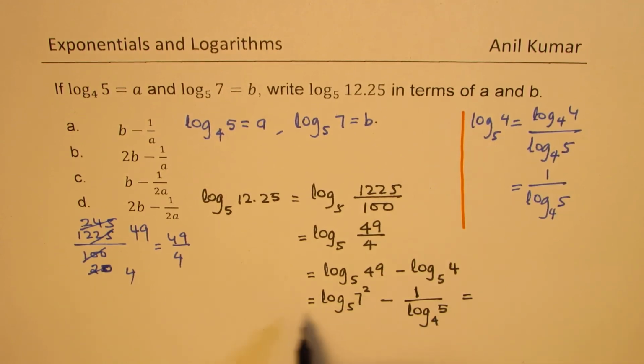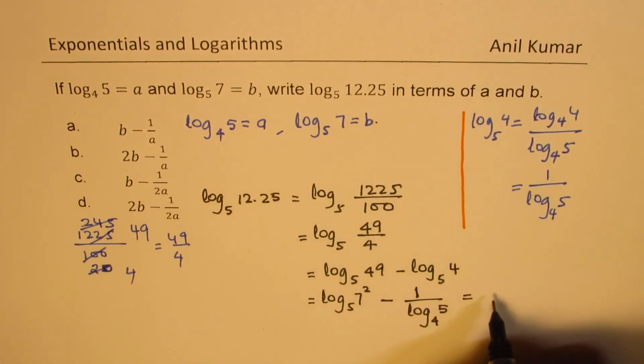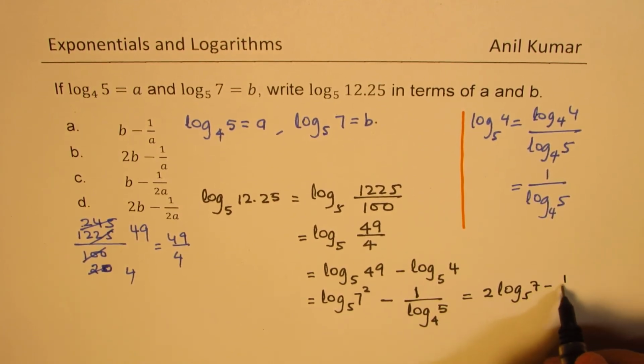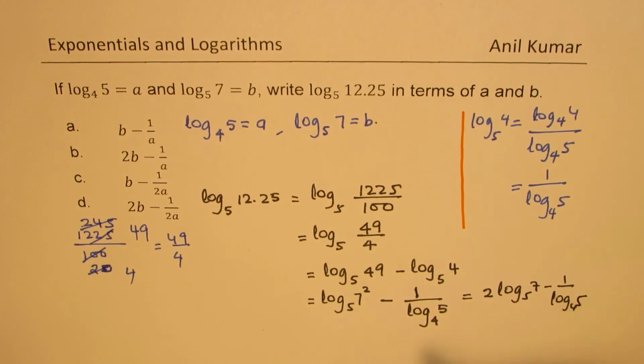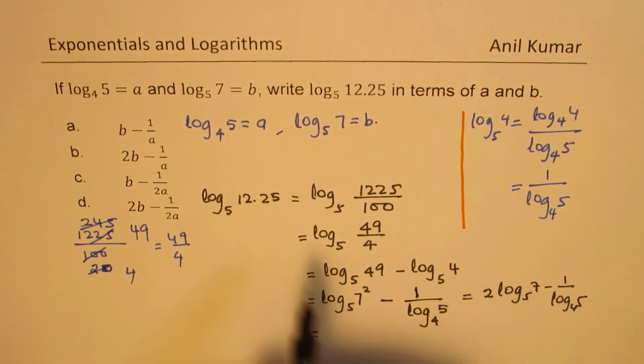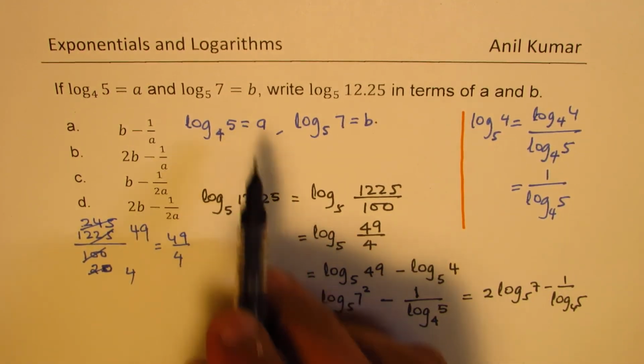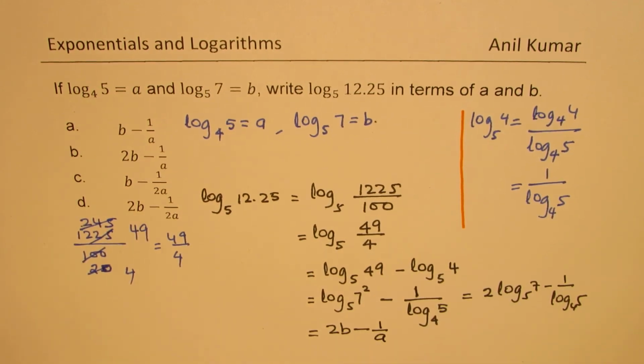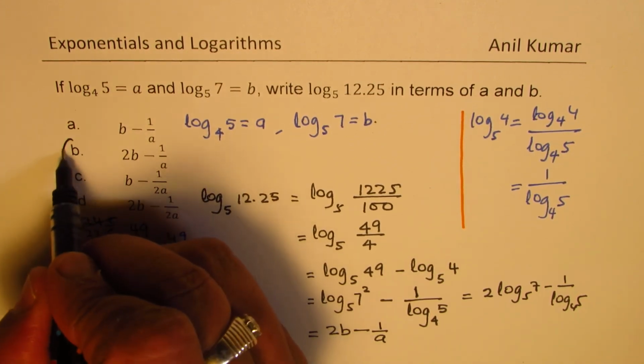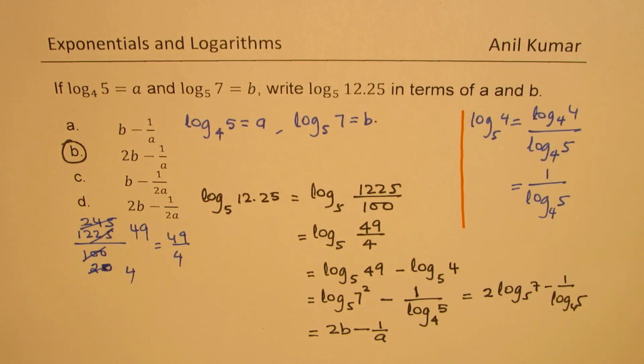And now we know this is 2 times log to the base 5 of 7 minus 1 over log to the base 4 of 5. So that gives you 2 times b, right? So we get 2b here minus 1 over a, right? So we get 2b minus 1 over a, which matches option B for us. 2b minus 1 over a. Is that correct? So that is how we are going to answer this question. It's slightly more tricky, but I hope you understand these steps.